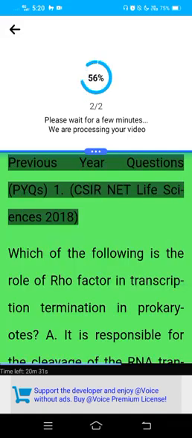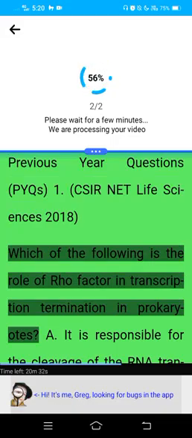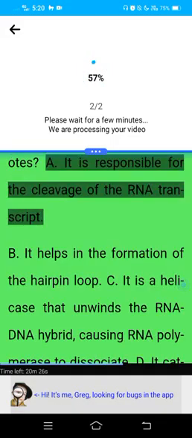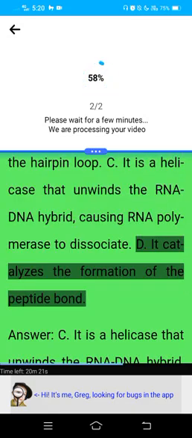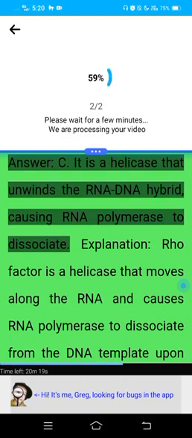CSIR NET Life Sciences 2018. Which of the following is the role of Rho factor in transcription termination in prokaryotes? A. It is responsible for the cleavage of the RNA transcript. B. It helps in the formation of the hairpin loop. C. It is a helicase that unwinds the RNA-DNA hybrid, causing RNA polymerase to dissociate. D. It catalyzes the formation of the peptide bond. Answer: C. It is a helicase that unwinds the RNA-DNA hybrid, causing RNA polymerase to dissociate.